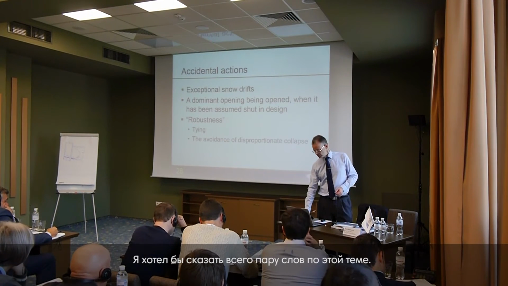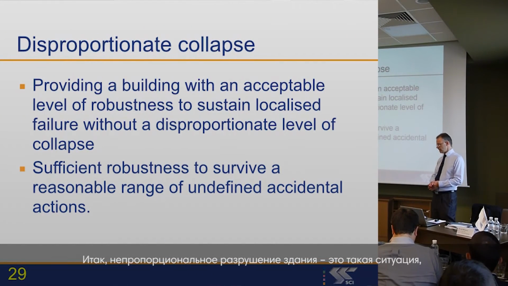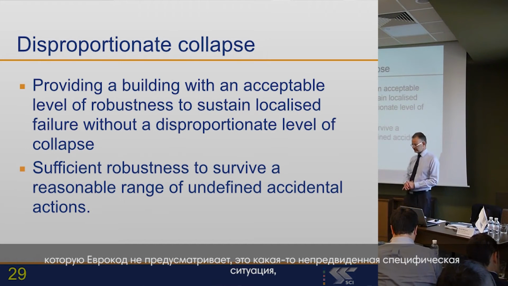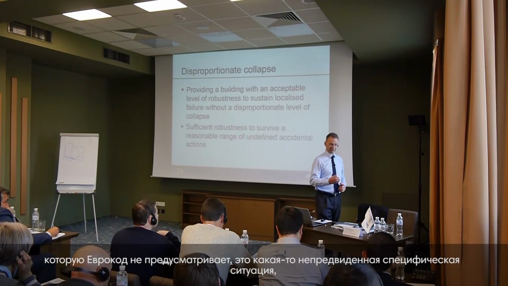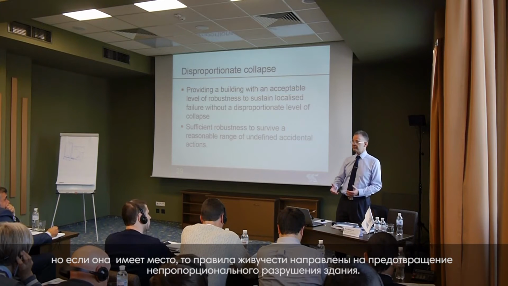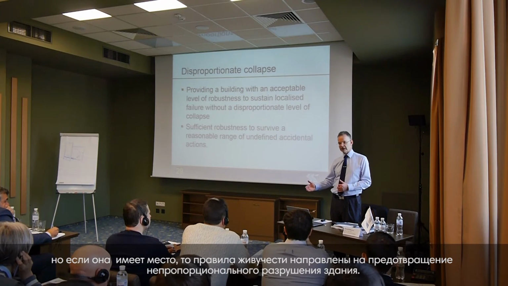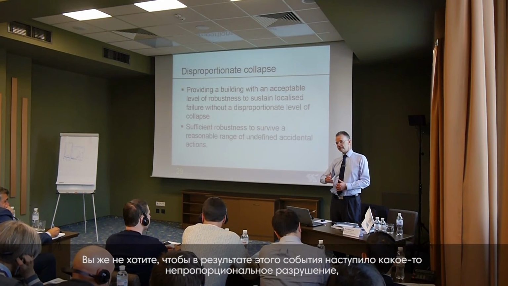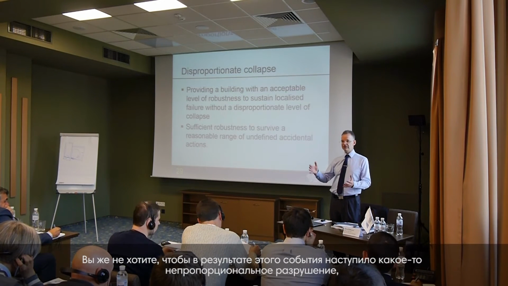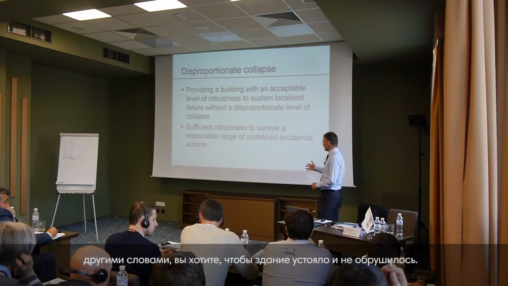And I just want to say a few words about that topic. So disproportionate collapse is to make sure that if there is some event, and the Eurocode is not clear what that event might be, it's an unspecified event, but if there is an event, the robustness rules are trying to prevent disproportionate collapse. You don't want the result of the event to be disproportionate to the original event. So you want the building to survive.